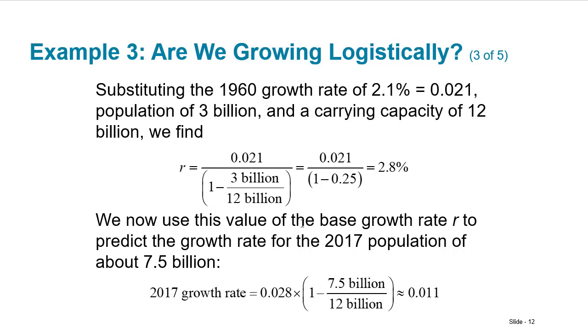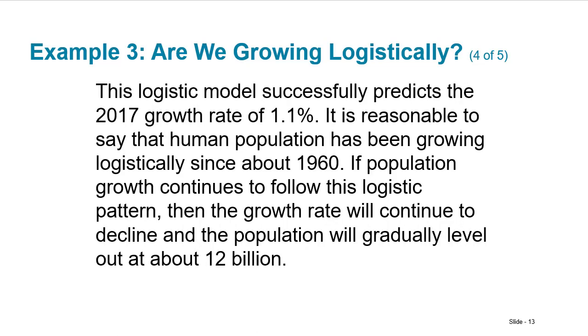We now use this value of the base growth rate R to predict the growth rate for 2017. So this becomes our new R, 2.8%, for the 2017 growth rate. 7.5 billion is the new population because in 2017 that was the population. We still have a total carrying capacity of 12. And when you do this math, you get 0.011, which is exactly what the growth rate was in 2017. So it's reasonable to say that human population has been growing logistically since about 1960.